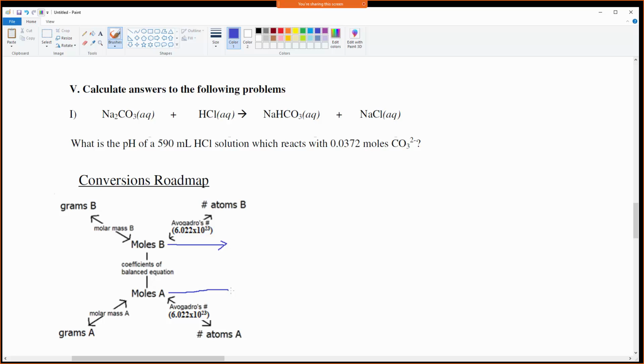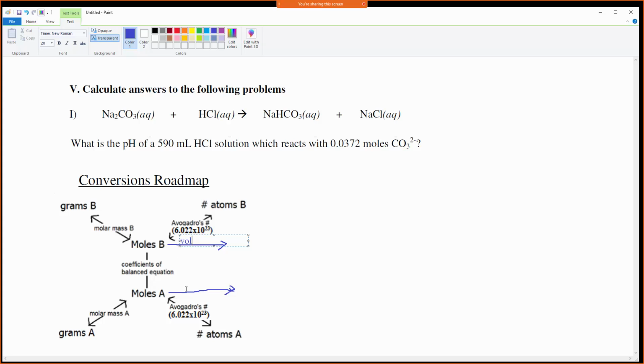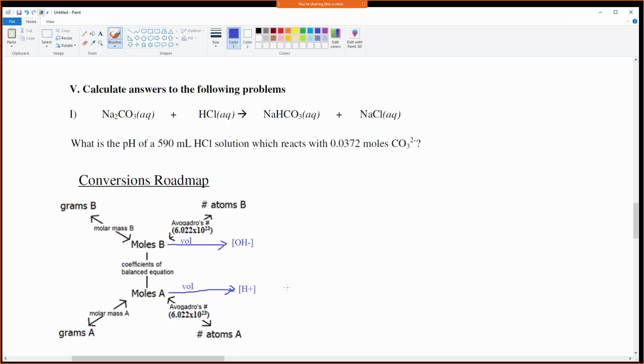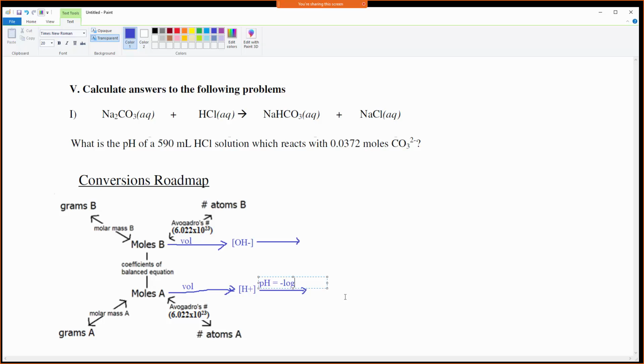If B is my base and A is my acid, then of course if I use volume I can find concentration. And since A is my acid, finding the concentration gives me the H+. For my base, finding the concentration can give me the concentration of hydroxide. Okay, now taking it a step further, we can use the equation that the pH equals the minus log of the H+, and that's going to give me my pH. That's what we just did.